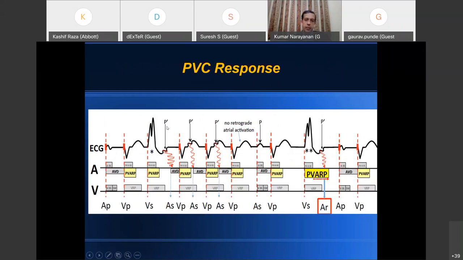So here is an example. You can see that a PVC happened here, initiated a retrograde P wave and a PMT, which kept going on, and then basically it extended the PVAR for one beat, and then it broke the PMT. Now, the same thing it can also do just in response to a PVC. So here, even before a PMT can start, as soon as the device sensed that a PVC occurred, it extended the PVAR and prevented the sensing of this retrograde P wave. That is known as a PVC response.